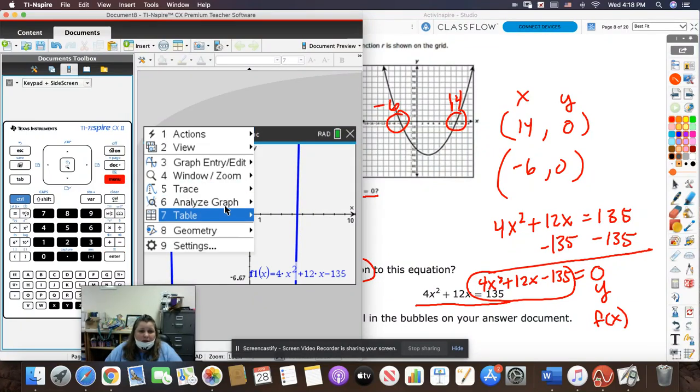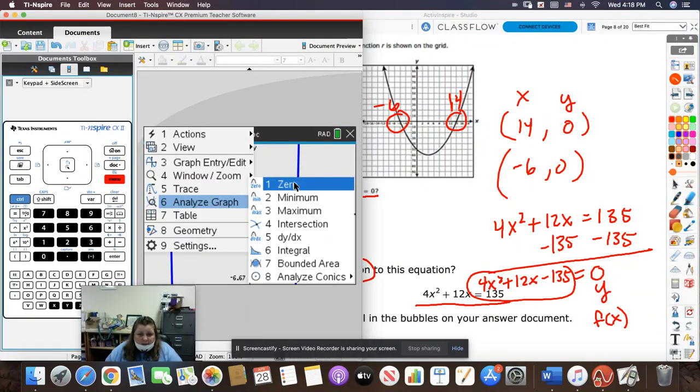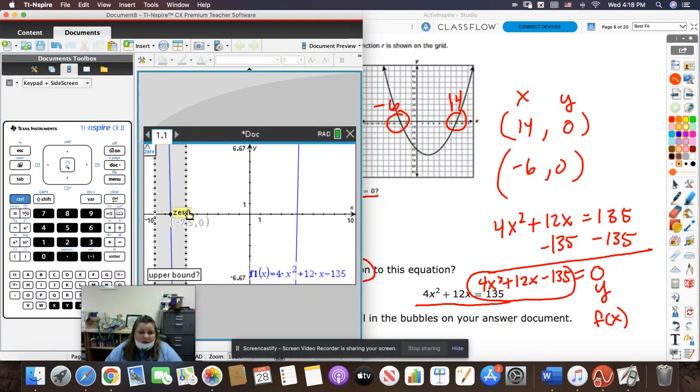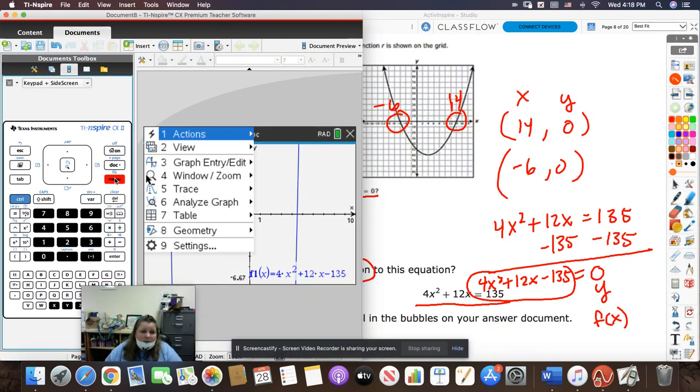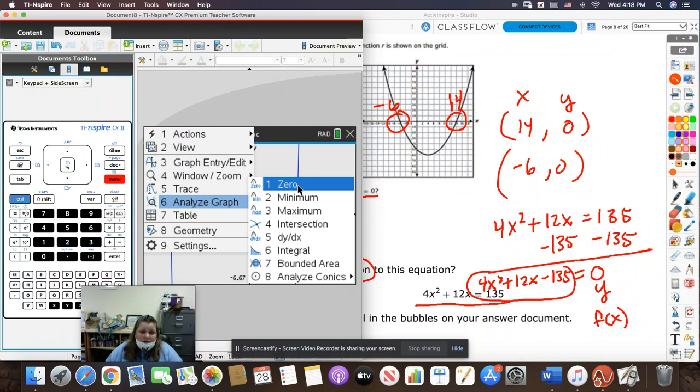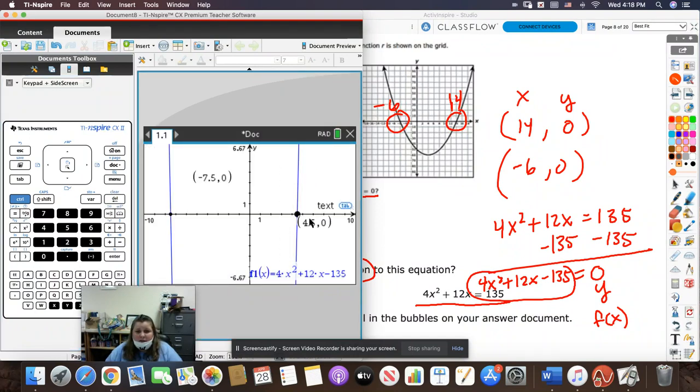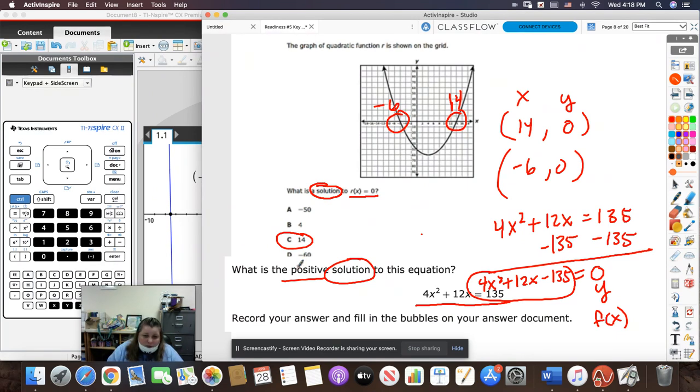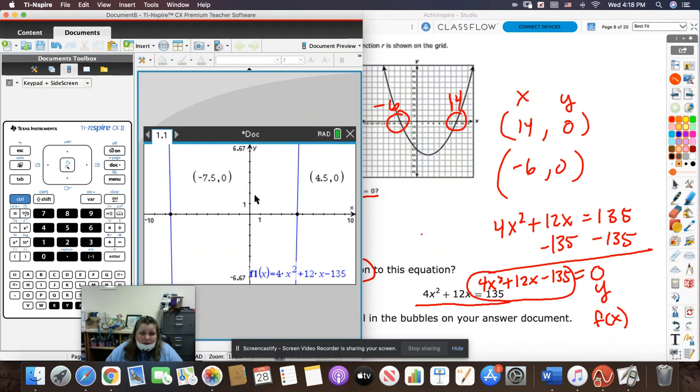Menu, analyze, 0, click, slide, click, menu, analyze, 0, click, slide, click. Now, specifically, it asked for the positive case. So one of them is negative and one of them is positive, so the answer would have been 4.5, or the answer is 4.5. Okay.